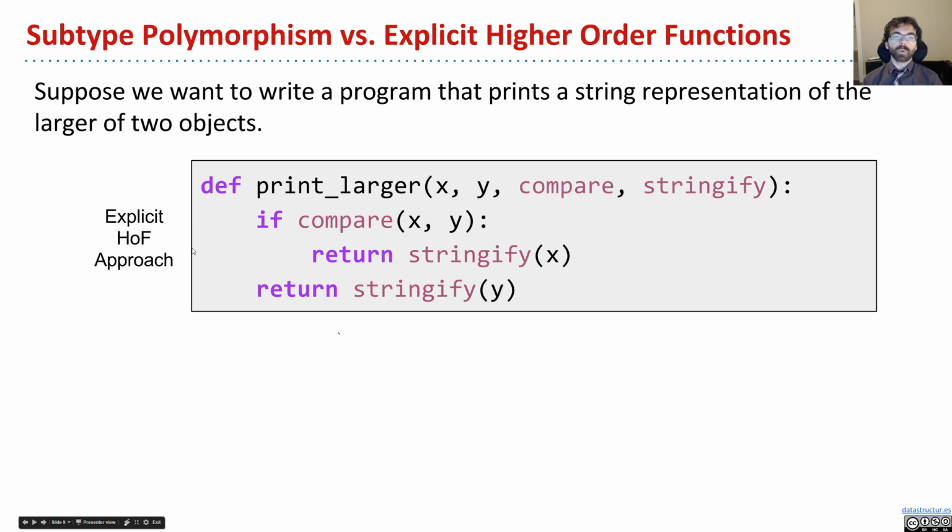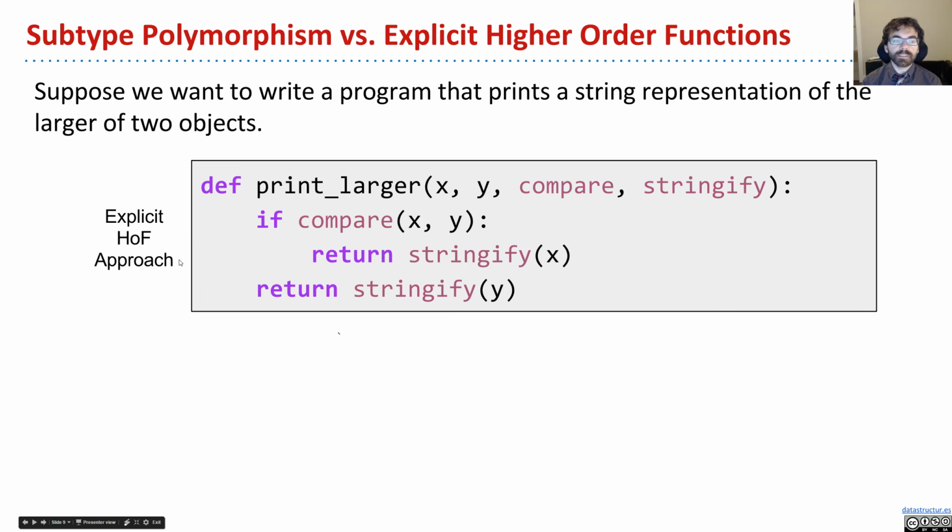Okay? A way we might do that in a Python-like language might be something like this. We have a method, or a function, called printLarger, and it takes two objects, a compare function, and a stringify function. We then say, if the comparison of x and y says that x is larger, so that's apparently the semantics of the compare method, that it returns true if the left argument is bigger than the right, in that case we'll return the stringification of the x argument. Otherwise, we'll return the stringification of the y argument.